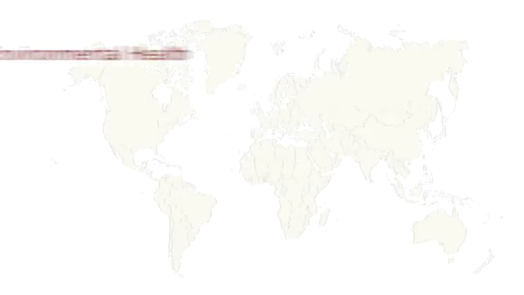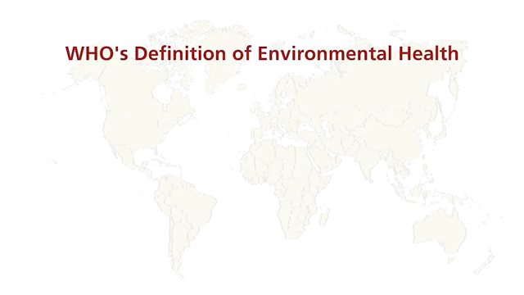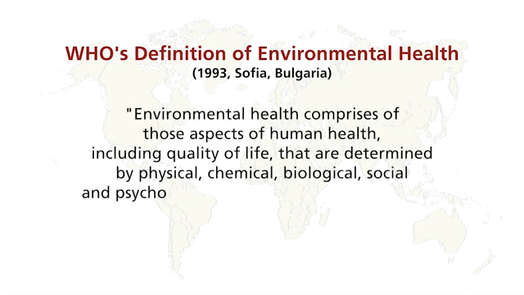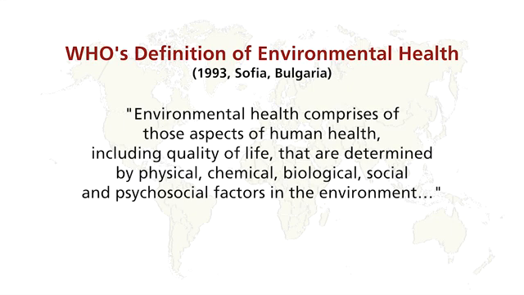As you'll learn from this presentation, I subscribe to the idea that human health and quality of life depend upon global and local ecology and the way it's managed. To get started, let me provide you with the WHO definition of environmental health as formulated in 1993 at a consultation in Sofia, Bulgaria. Environmental health comprises those aspects of human health, including quality of life, that are determined by physical, chemical, biological, social, and psychosocial factors in the environment.